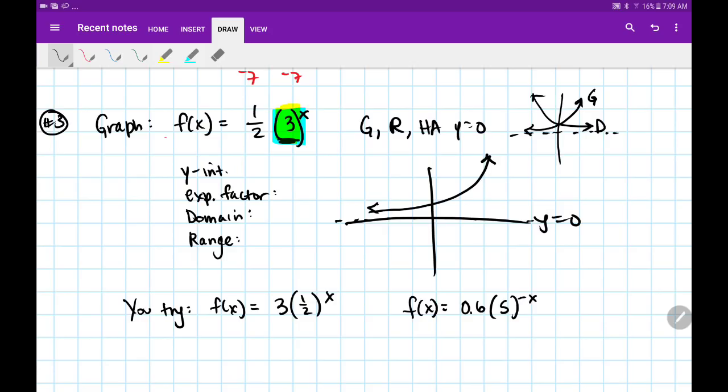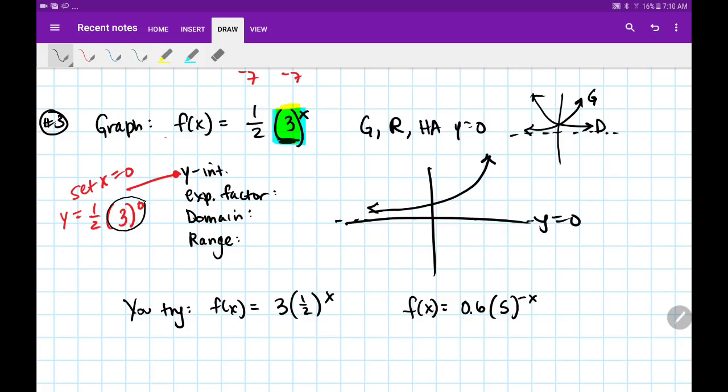So the question says, what's the y-intercept? Please make a note to yourself. For the y-intercept, you need to set x equal to 0. So we actually have to show some work. My y-intercept is going to be y equals, or f of x equals, 1/2 times 3 to the power of 0. So you'll always do this part first.